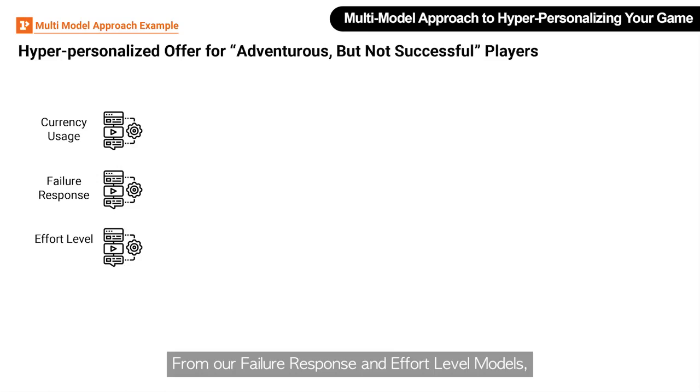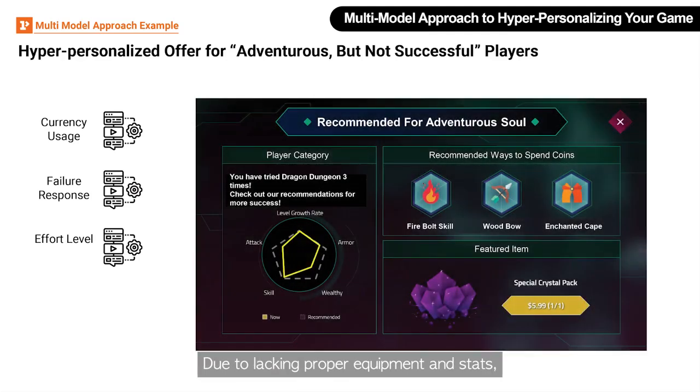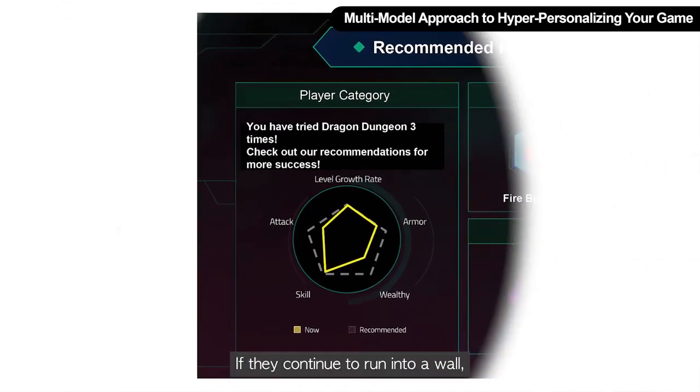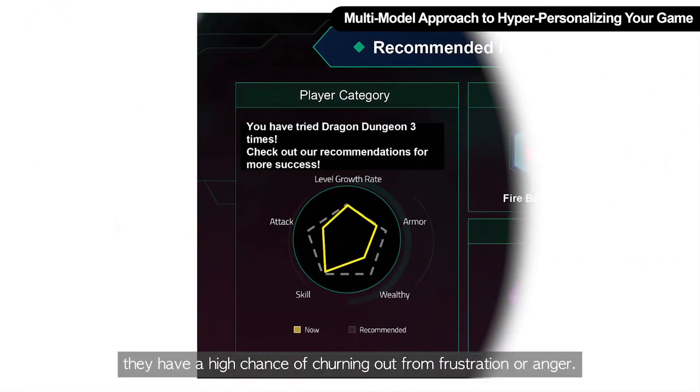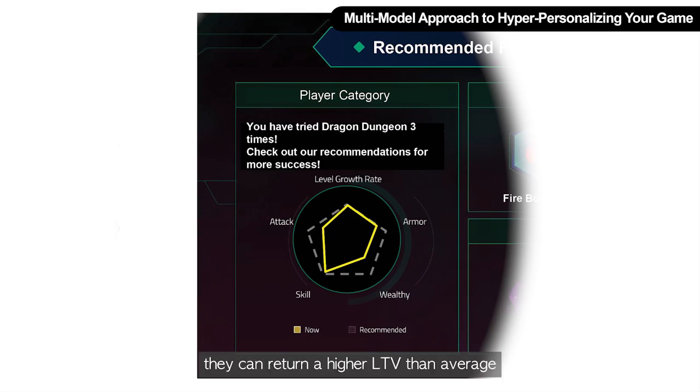From our failure, response, and effort level models, we can see that about 20% of such players are rather impatient with their current progression and venture into dungeons or missions they are not ready for. Due to lacking proper equipment and stats, these players continuously challenge higher difficulty levels with little to no success. If they continue to run into a wall, they have a high chance of churning out from frustration or anger. On the other hand, since these players are already active and engaged with your game, they can return a higher LTV than average if you properly help them clear those harder missions.